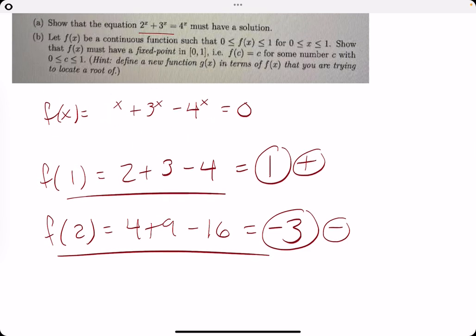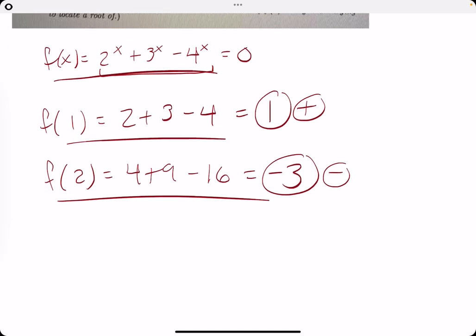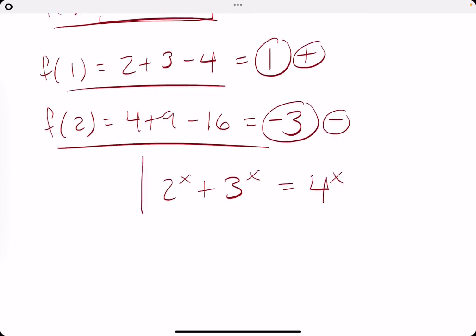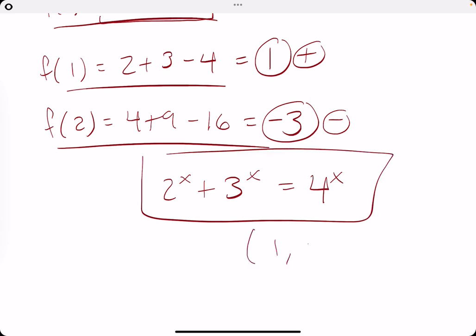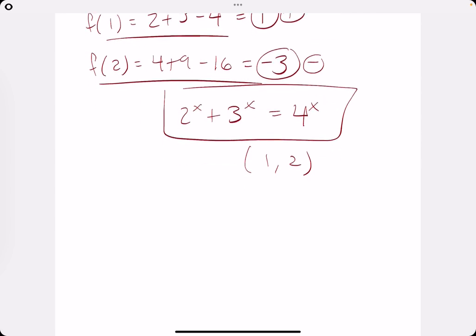which means f of x, or this expression, is equal to 0 at some point between 1 and 2, which means 2 to the x plus 3 to the x minus 4 to the x equals 0 at some point between 1 and 2. In other words, if you add that 4 to the x back over, this equation holds true at some point between 1 and 2. Okay, let's do part B.